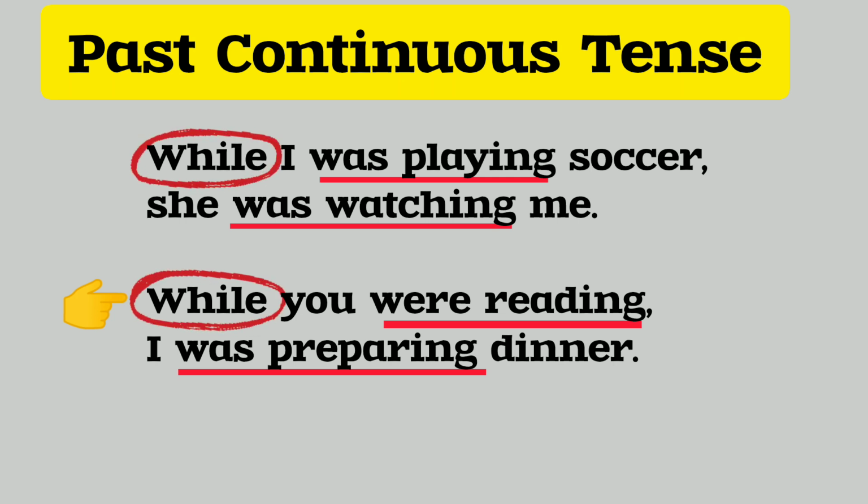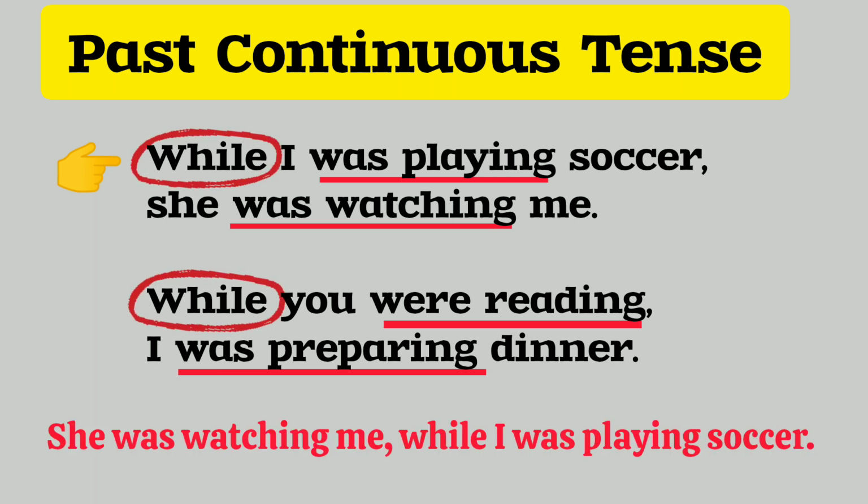Now, you will notice that in these examples, the word while came at the beginning. And it's important to know that you can move the word while around in sentences. Let us have a look. I can say, while I was playing soccer, she was watching me. In this, I can move while to the middle: she was watching me while I was playing soccer.